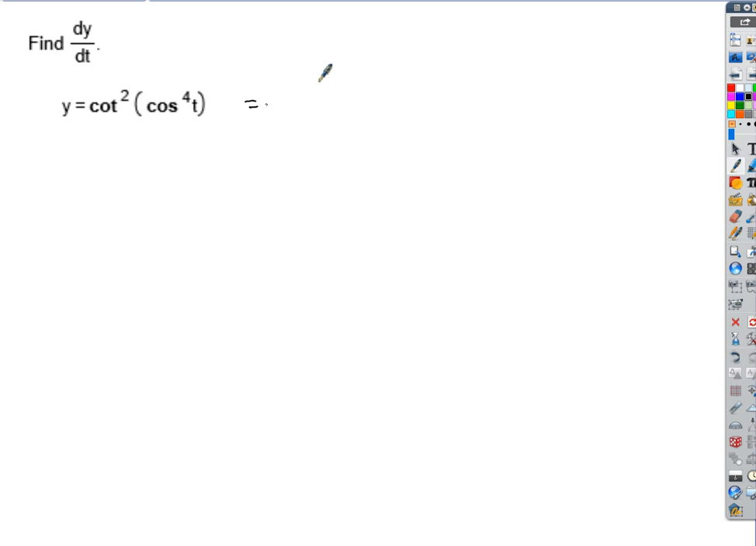So it's equal to the quantity cotangent of cosine t to the 4th, squared, right? After a while you probably won't need to do that, but initially that really helps. I find that really helps students because it gets confusing to see which layer is which when you get lots of links in the chain, right?